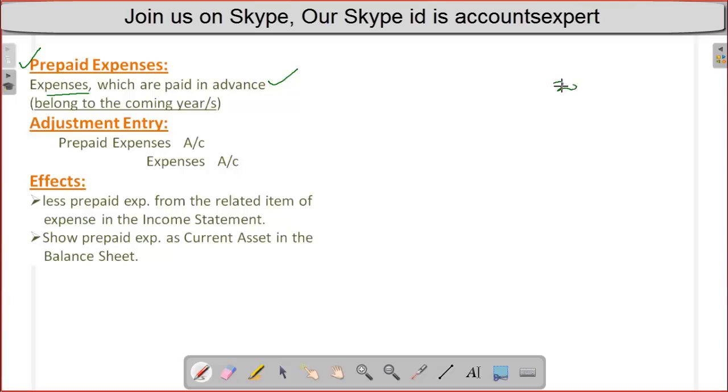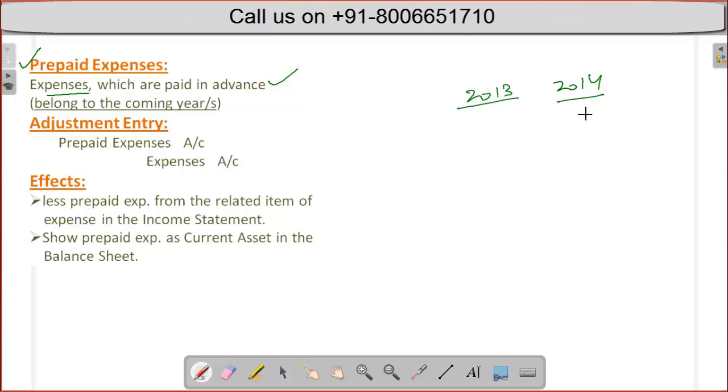Suppose our next year is 2014 and our current year is 2013. Any expenses which belong to the next year, but I paid those expenses in this year, in our current year. So it means expenses related to next year but paid in this year. So it means I paid the expenses in advance, isn't it? So that is called prepaid expense. Got it or not?